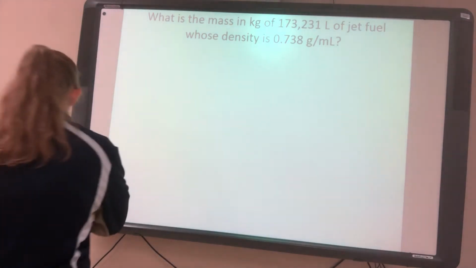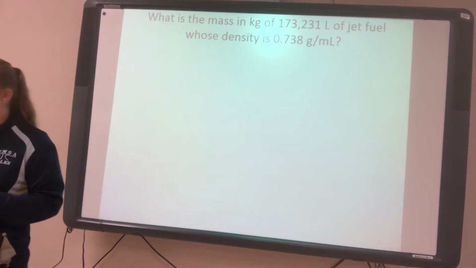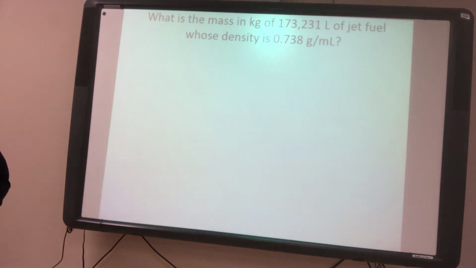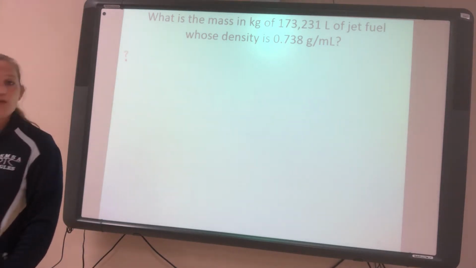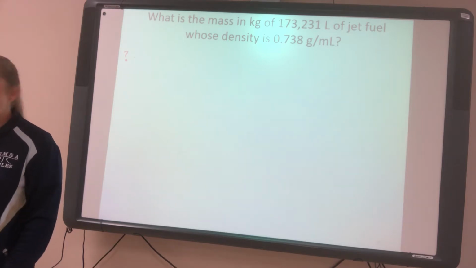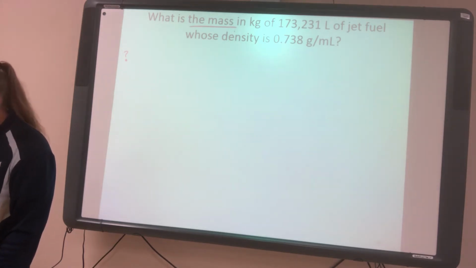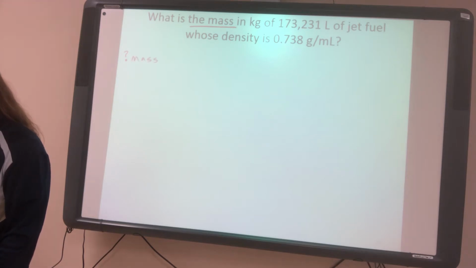All right, so we're gonna do the last two problems of this chapter. Read the problem. It says, what is the mass in kilograms of 173,231 liters of jet fuel, whose density is 0.738 grams per mil? All right, so don't get overwhelmed. All you say is, okay, what am I looking for? Same process every time. I'm looking for the mass, and it says in kilograms. So I want the mass in kilograms.